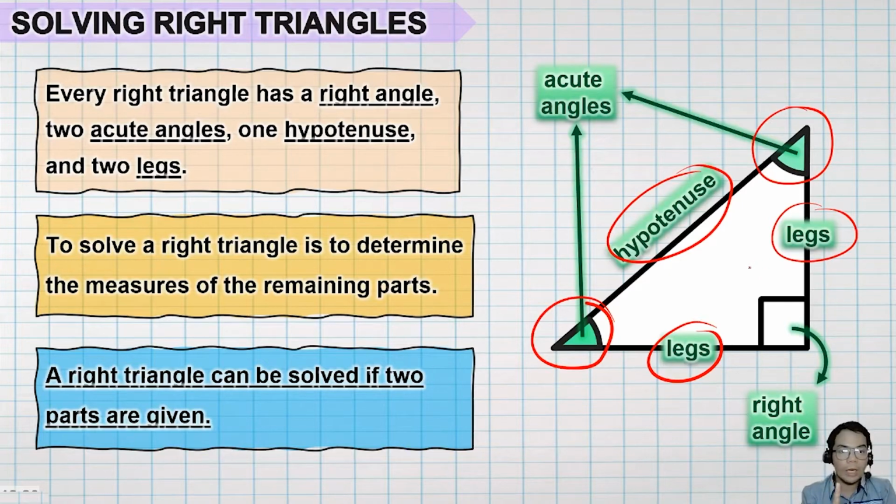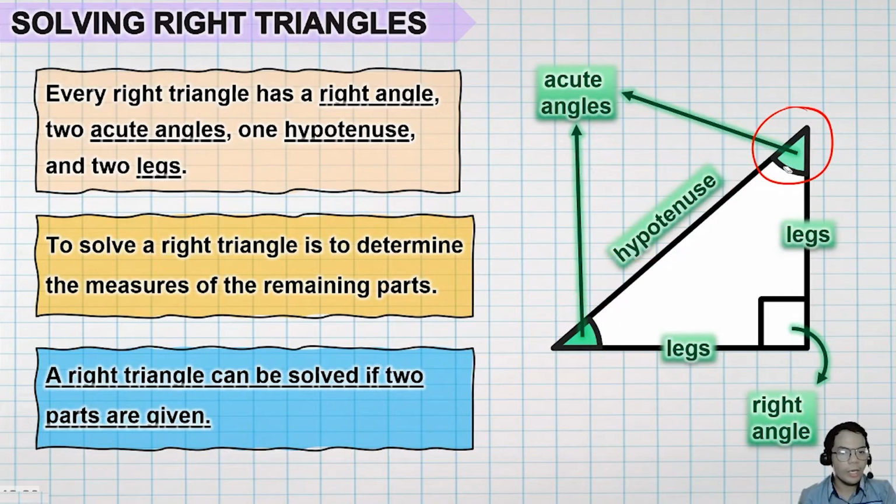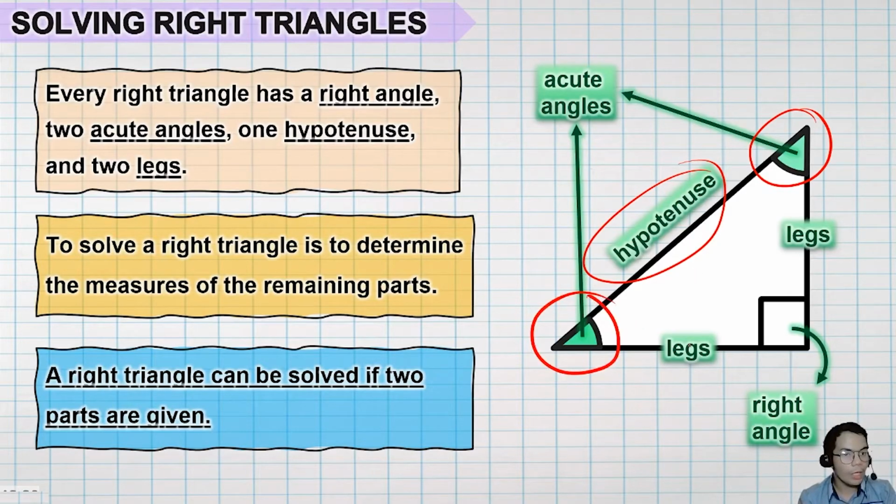That's one possible scenario. Isa pang possible scenario, ibigay sa iyo ang sukat ng isang acute angle, ibigay sa iyo ang sukat ng hypotenuse. Ilan na lang hanapin mo? 3 ulit. Yung isa pang acute angle, tapos yung sukat ng dalawang legs. That's why we will be having different examples later, so that we will be aware of different cases wherein meron tayong dalawang given and then isosolve natin yung remaining unknown values or unknown measurements of the different parts. Gets po? That's the idea of solving right triangles.